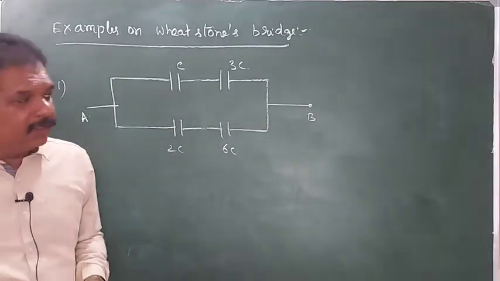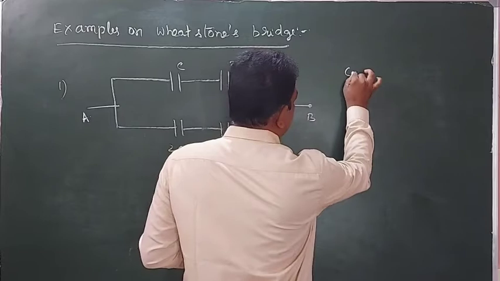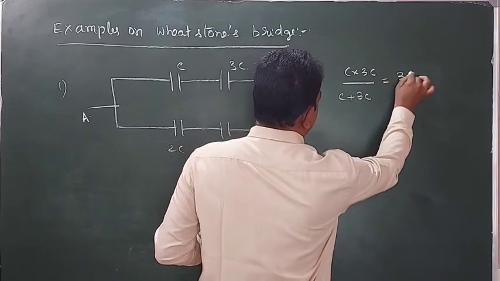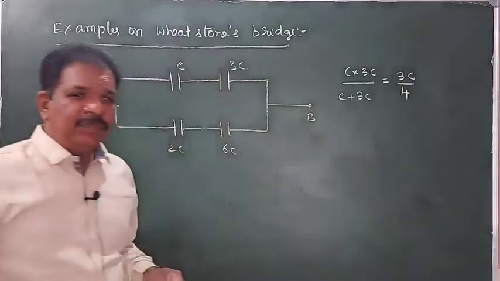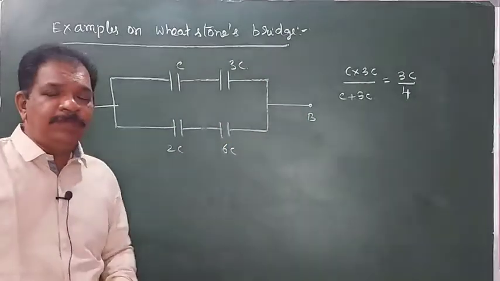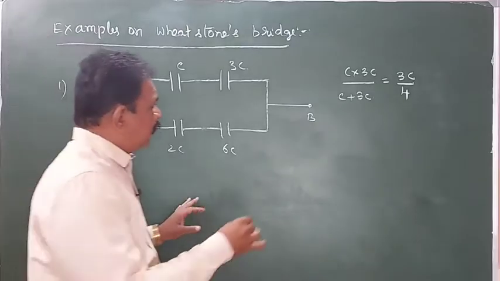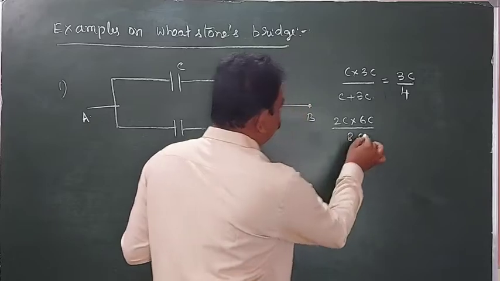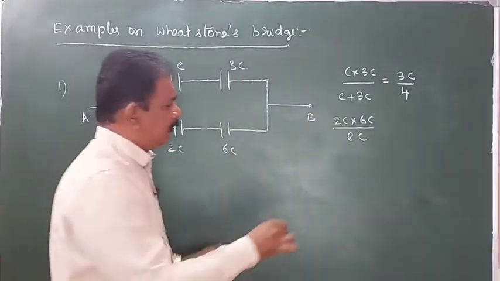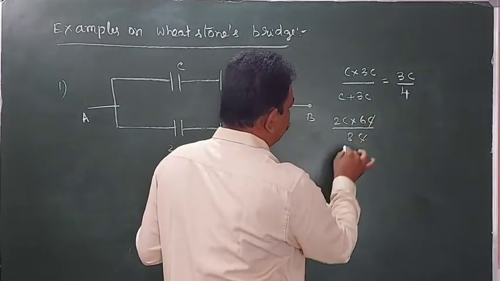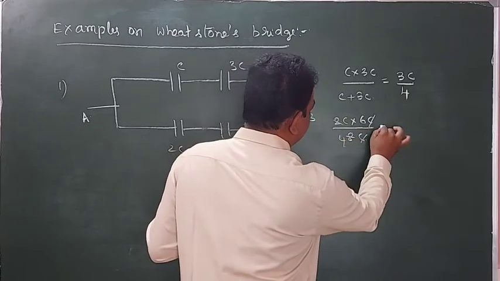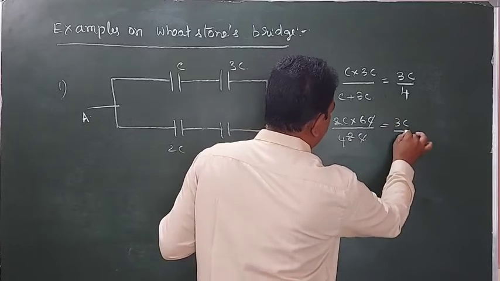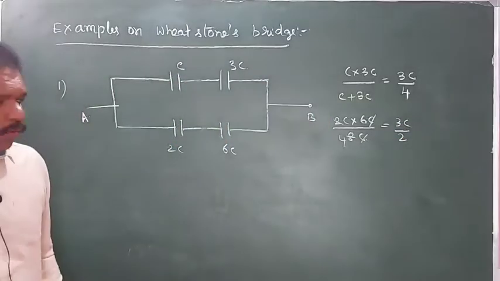C and 3C will be in series. Effective will be C into 3C by C plus 3C, this value 3C by 4. These two will be in series. Effective will be 2C into 6C by 2C plus 6C, that means 8C. C will cancel, 2 4s will cancel, again 2 3s, 2 2s will cancel. So this value is 3C by 2.